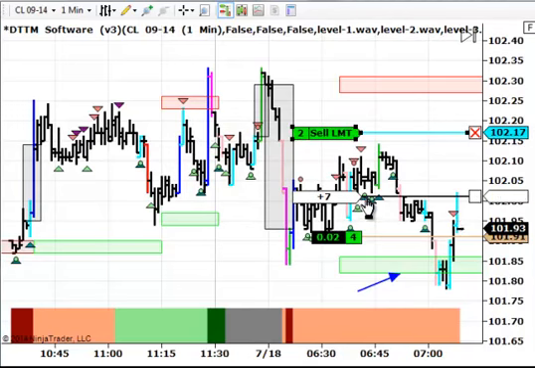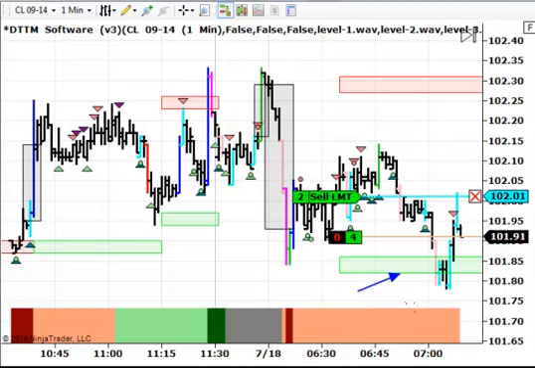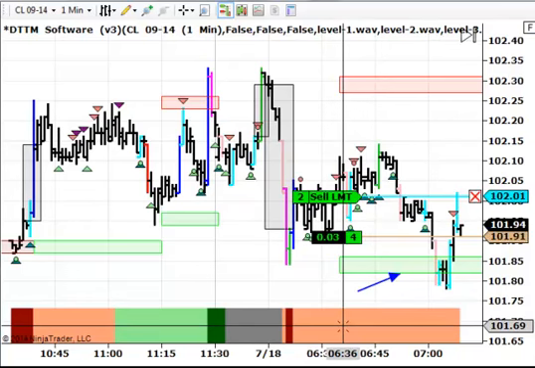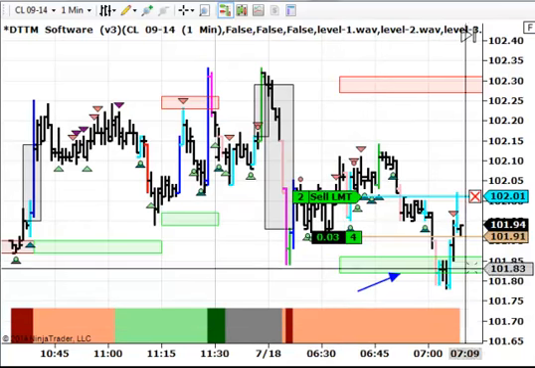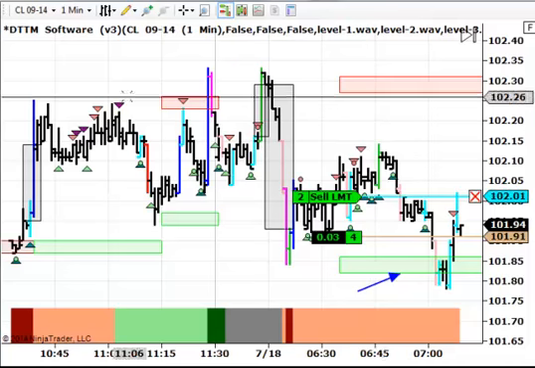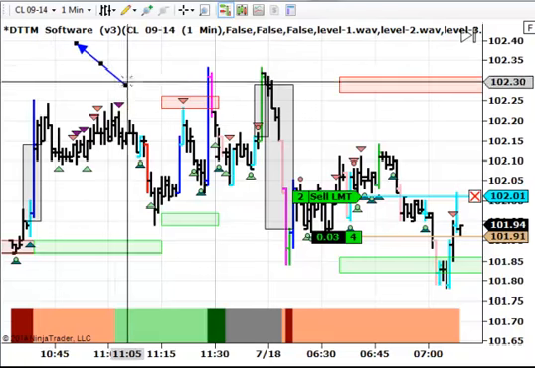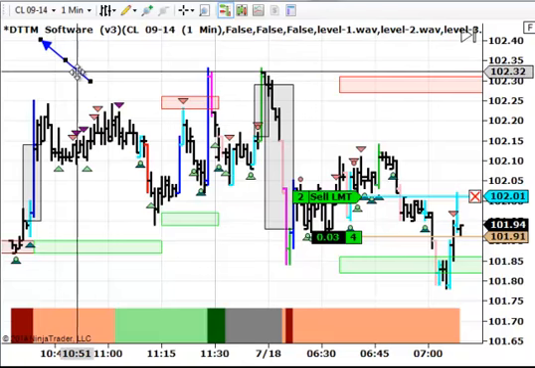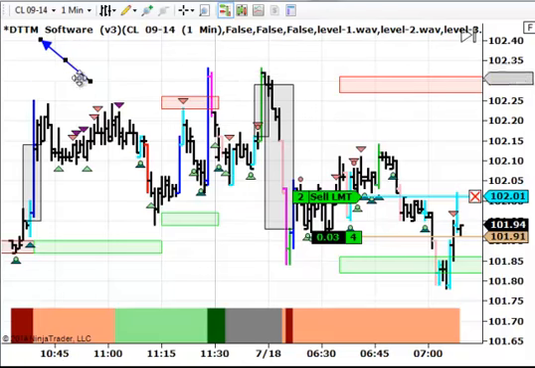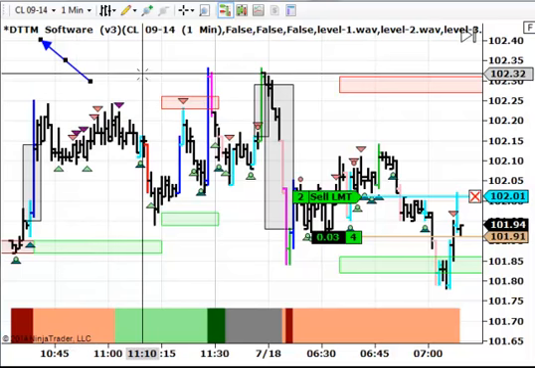I want to sell 2 for a 10 tick profit. We're long at 101.91, so that sell limit 2 is at 102.01. You can see here that we are now trading the September contract, so just rolled over. We're no longer trading the August, we're now trading the September crude contract.